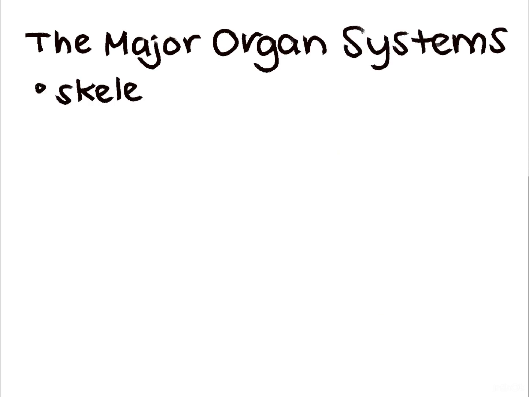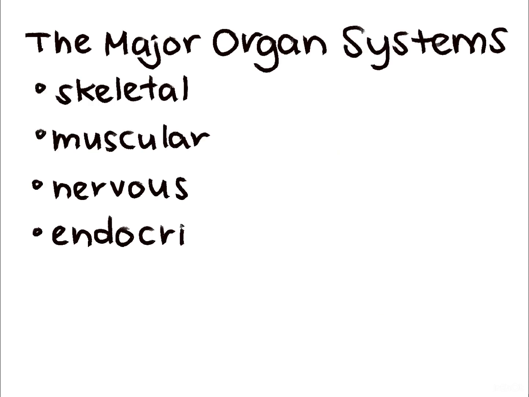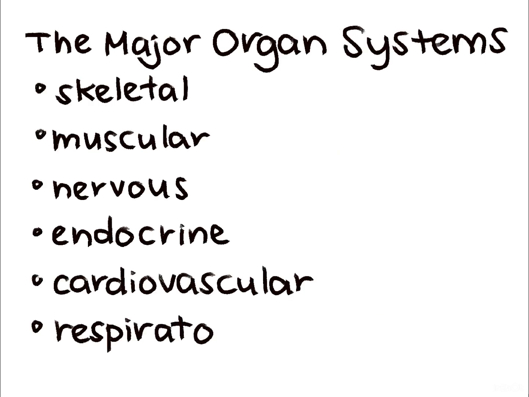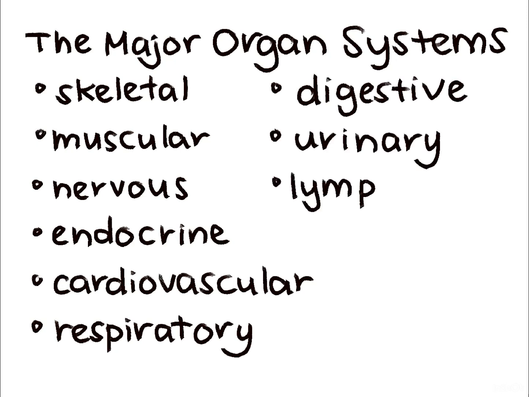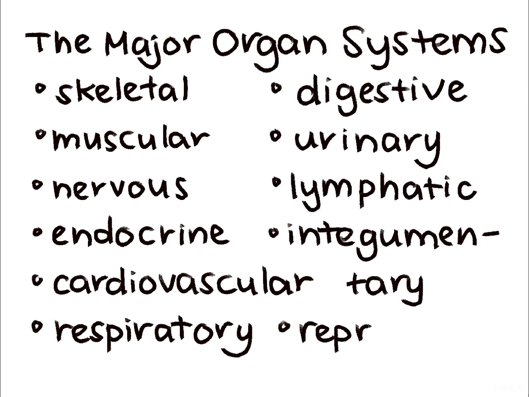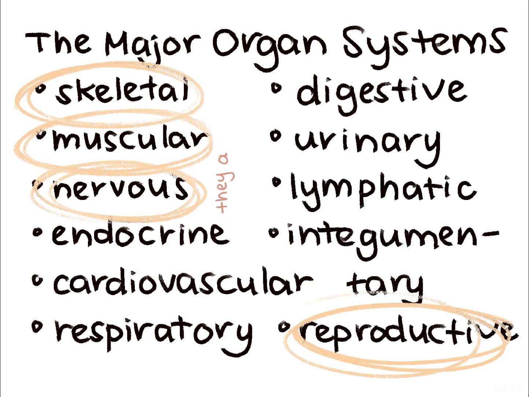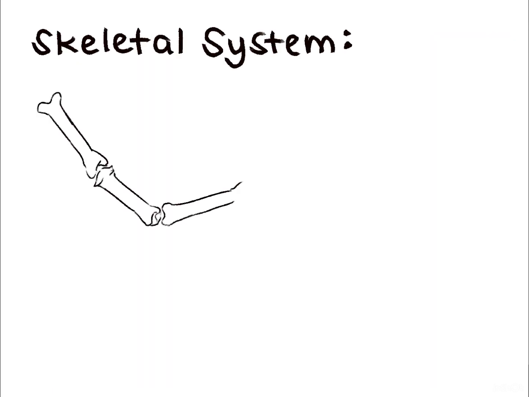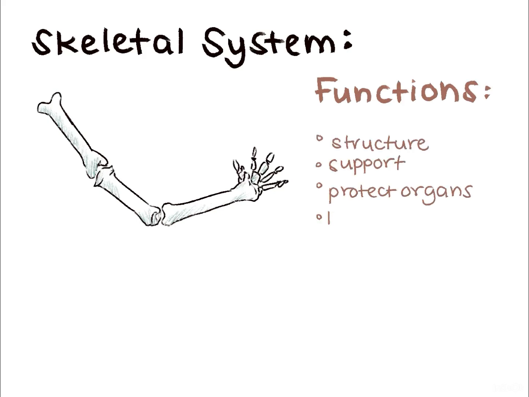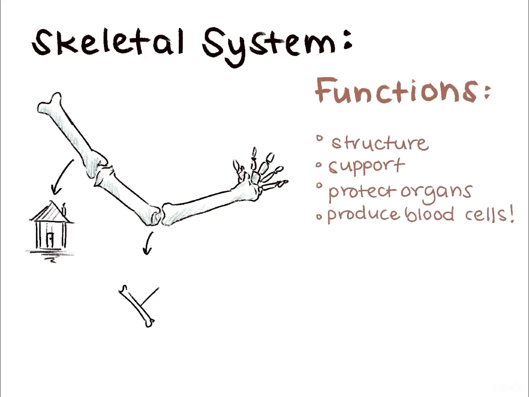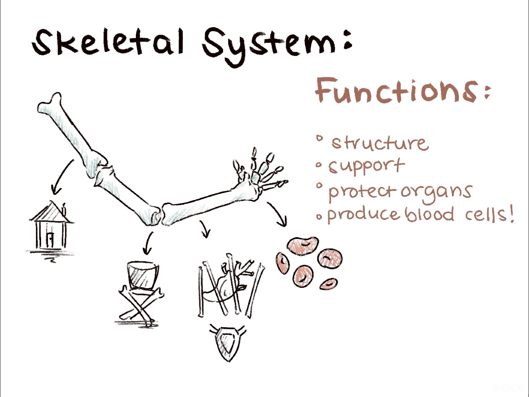So there are a few major organ systems: the skeletal, muscular, nervous, endocrine, cardiovascular, respiratory, digestive, urinary, lymphatic, integumentary, and reproductive systems. We will focus on these four and how they work together. First, we'll talk about the skeletal system. So the skeletal system's function is to provide structure, support, protecting organs, and producing blood cells. So it has actually a variety of functions.